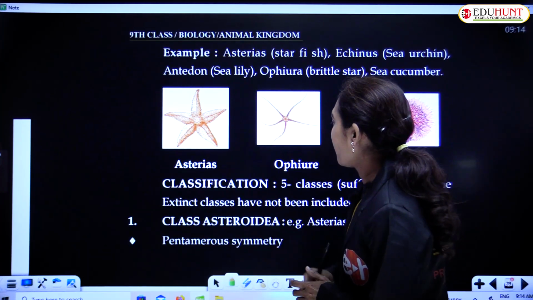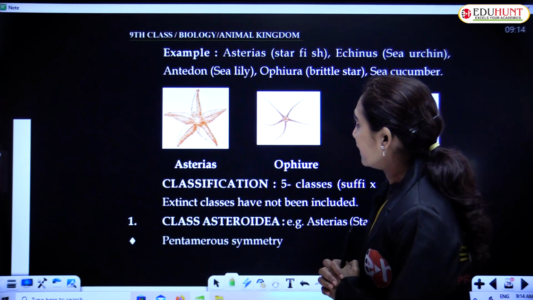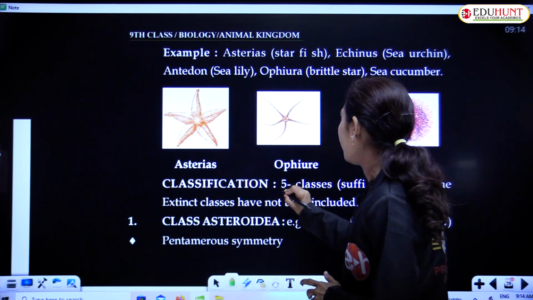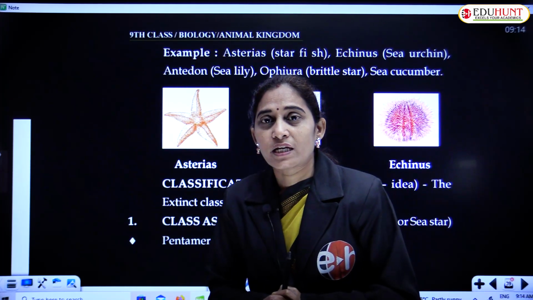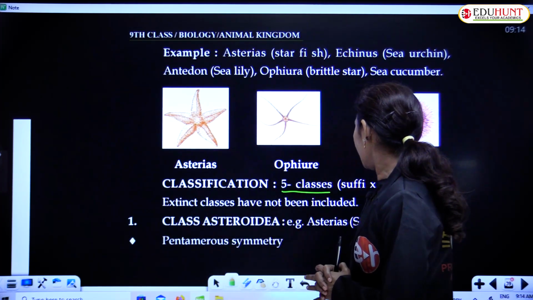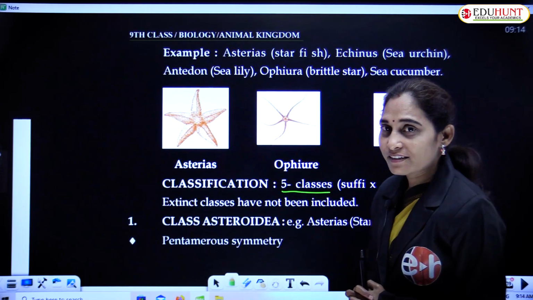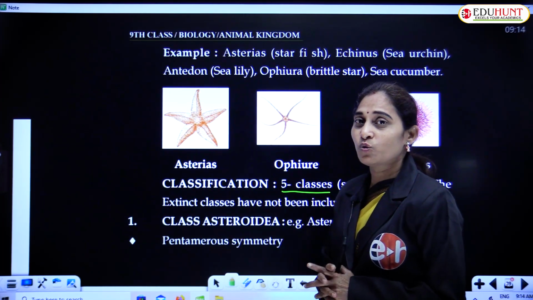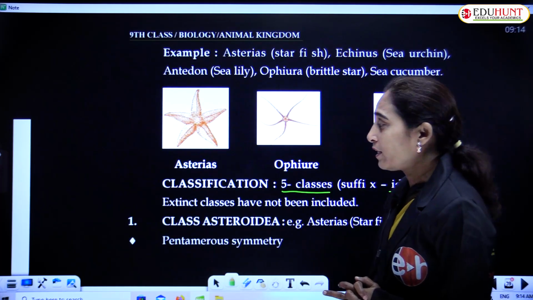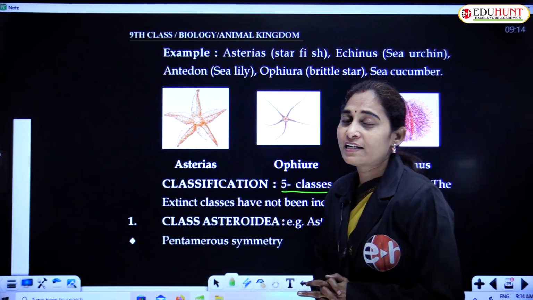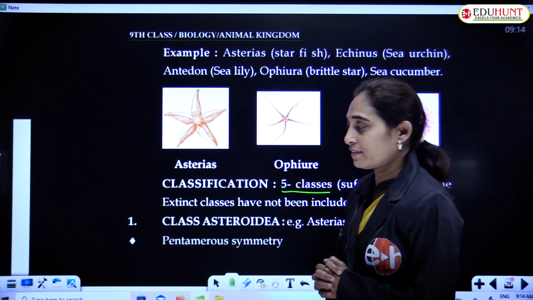Let's proceed with the classification. We have divided the entire phylum into 5 classes, and each class ends with idea, that is IDEA. Idea is the suffix given to each class. The extinct classes were not included, only the living classes we have categorized, we discuss in this session.